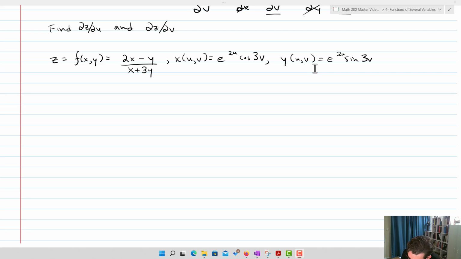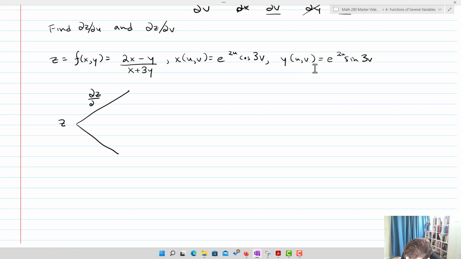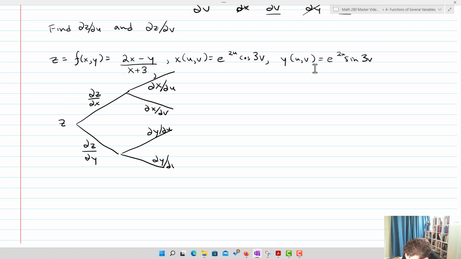So what we're going to do is set up our tree diagram. We've got z, and z gets broken up into x and y. So we'll have the partial with respect to x, and the partial with respect to y. And then x and y each get broken up into u and v. So we'll have the partial of x with respect to u, and the partial of x with respect to v. Do the same thing with y: the partial of y with respect to u, and the partial of y with respect to v. Okay? Then we're just going to multiply straight across.